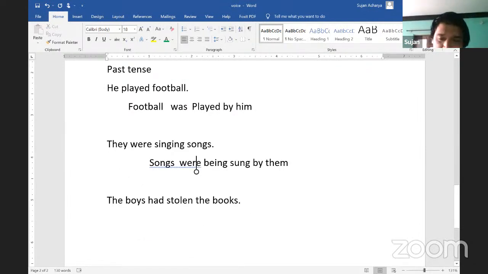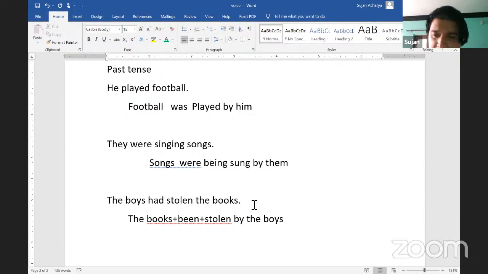The boys had stolen the books. Verb, stolen. What is its V3 form? Stolen. Because the sentence is in perfect tense, add been. Boys. The books. And because it is past perfect tense, because the sentence is in past perfect, had.